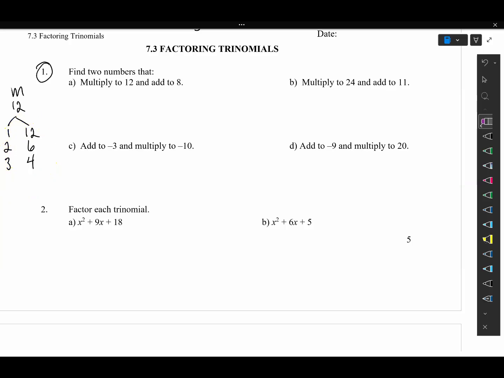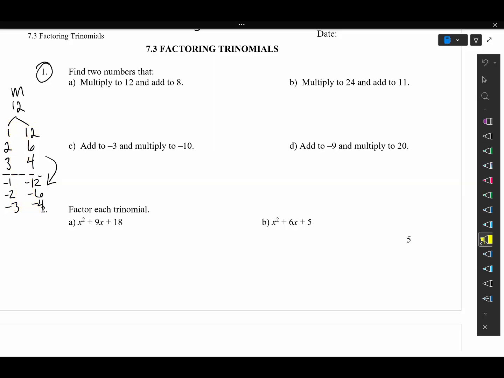So if I look right here, I have found all of my positive pairs, but each of these positive pairs that I found, I could switch the signs. If they were positive, they become negative. And I would also find pairs. So negative 1 multiplied by negative 12, negative 2 multiplied by negative 6, negative 3 multiplied by negative 4. There I go. Now I have found truly all of these possible pairs of numbers that will multiply to 12 if I'm working purely with integers right here.